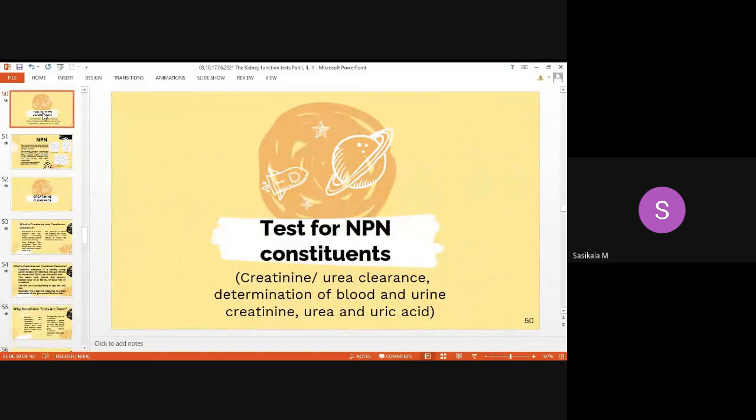Okay. So we are going to see tests for NPN constituents. NPN means non-protein nitrogen constituents. In that we are going to discuss creatinine and urea clearance, and then determination of blood and urine creatinine, urea and uric acid. How urea is determined, how uric acid is determined, what are the tests used to determine creatinine, and the names of the tests used to determine these constituents in both blood and urine samples.